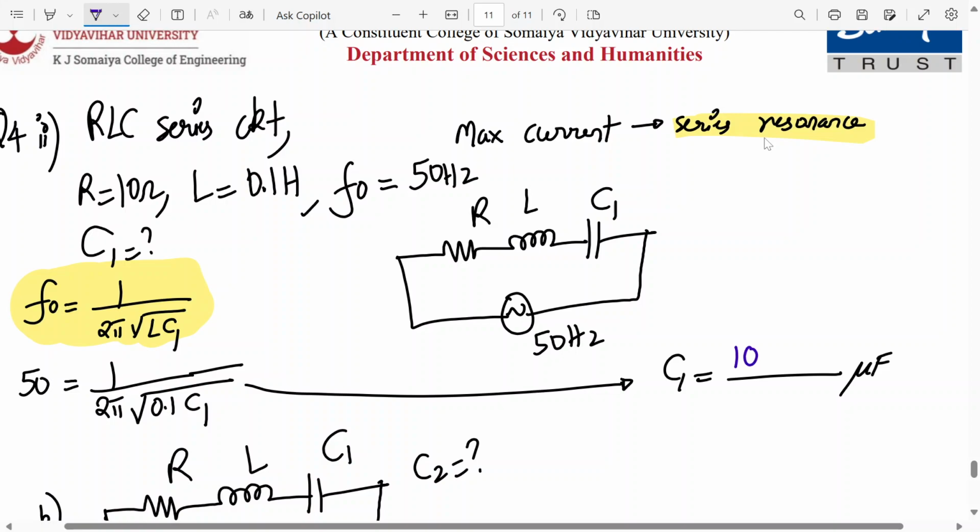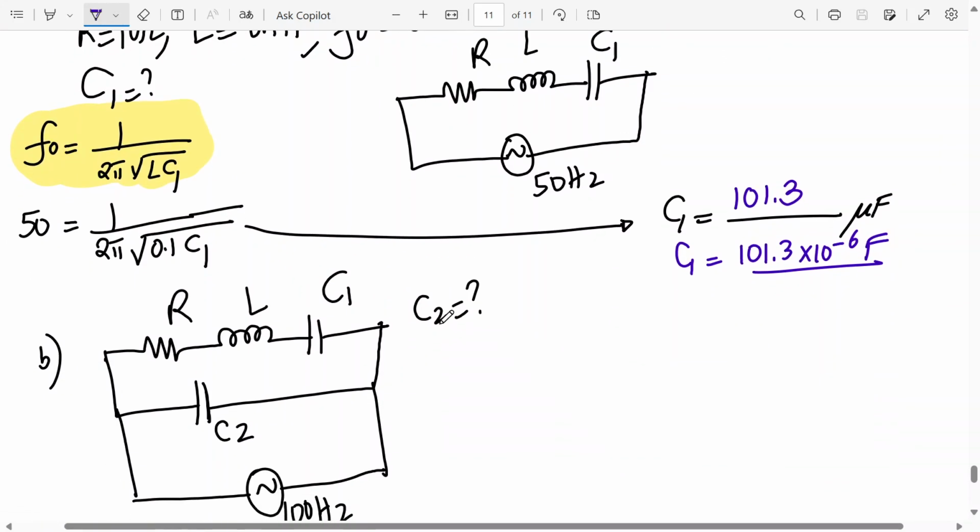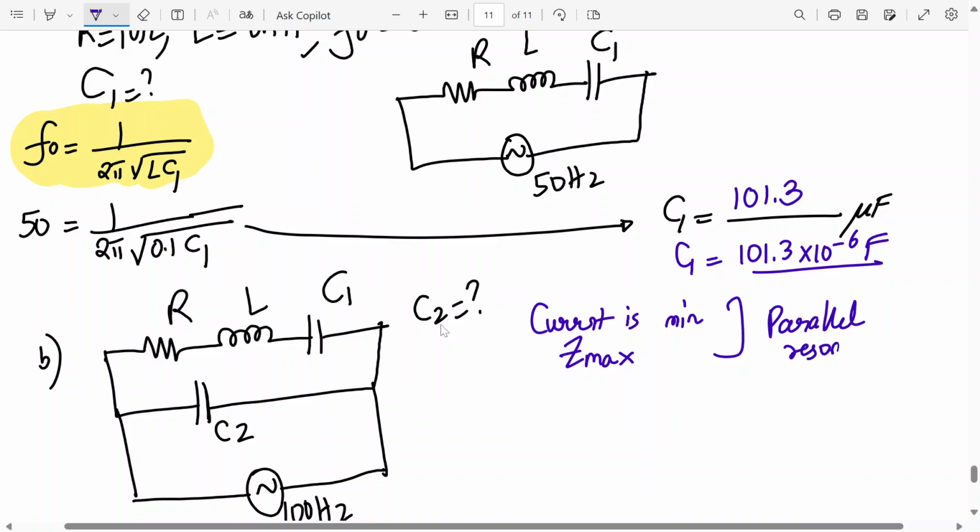How much? 101.3? Okay, fine. So now that we got C1, what is it saying? Current is minimum. Z impedance is maximum. So what type of circuit is this? Parallel resonance. Okay. Now the resonant frequency is 100 hertz.